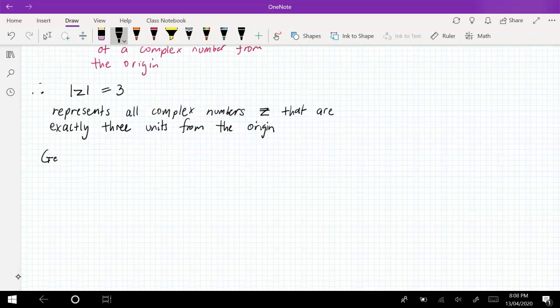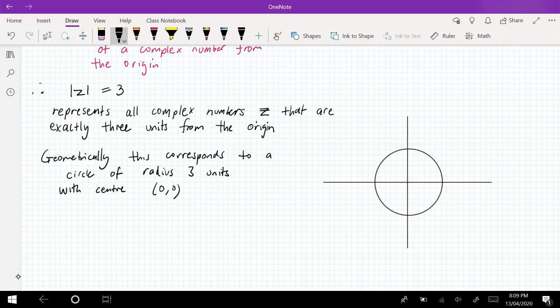Now representing this geometrically, this is going to correspond to the set of all complex numbers that lie on a circle of radius 3 and center at 0, 0. This is represented by the following simple sketch here. So we've got a circle drawn in an Argand diagram, with the imaginary axis and the real axis, and the radius of the circle lies 3 units in all directions from the origin, touching the axes at 3 and minus 3.